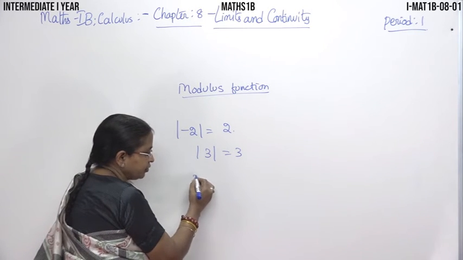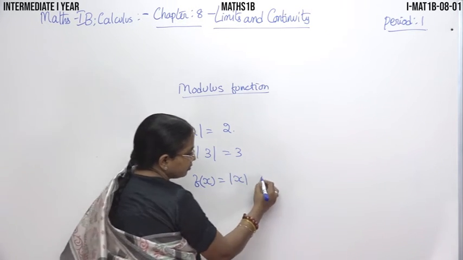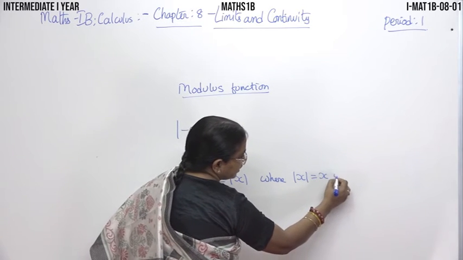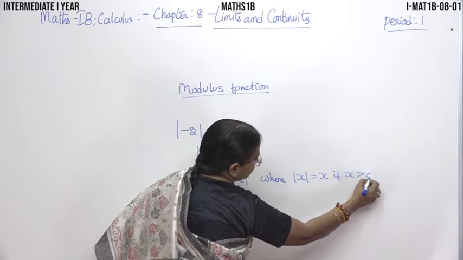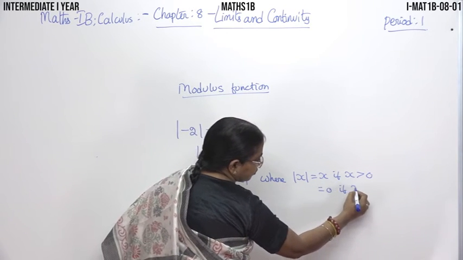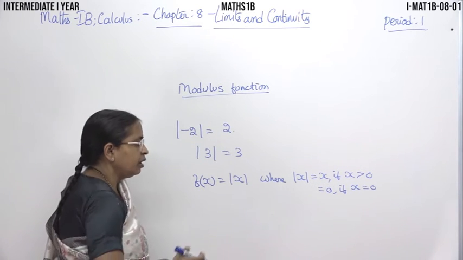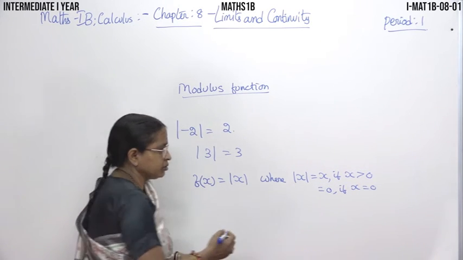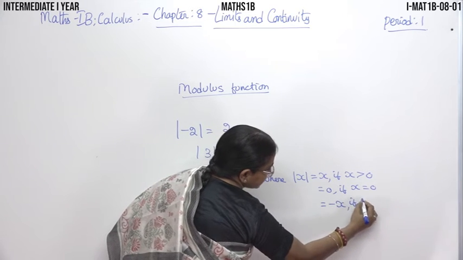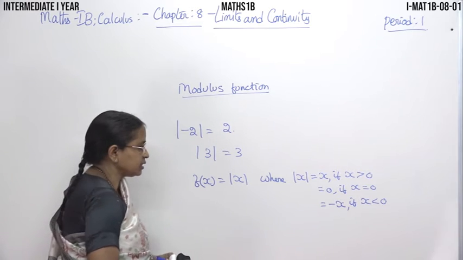Now the actual definition is like this. F of x is equal to mod x, where mod x value is x if x is greater than 0, and it is equal to 0 when x is equal to 0, and it is equal to minus x if x is less than 0.